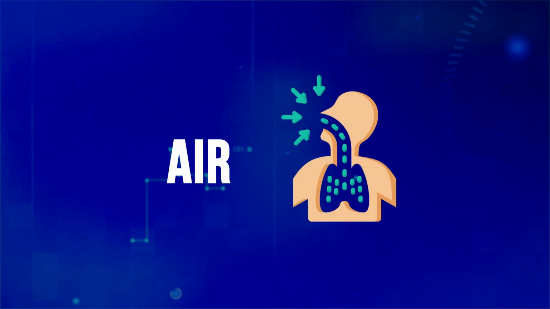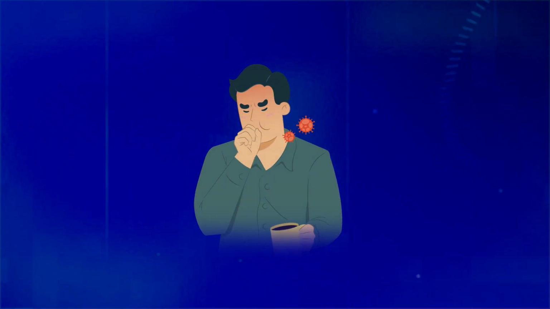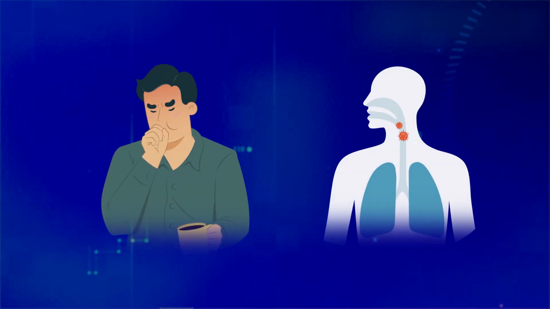Another way is air. Tuberculosis is a great example of how pathogens spread through the air. Coughs and sneezes carry droplet infections via the air. These droplets can then be inhaled by others, leading to the transmission of the infection.